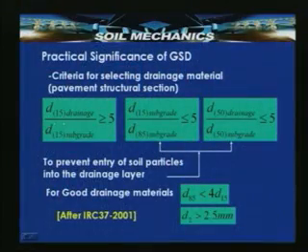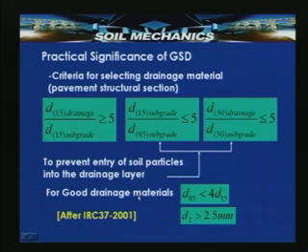So, to design the drainage material, it should be seen that the ratio of D15 of drainage material to D15 of subgrade should be greater than or equal to 5, and D15 of drainage material to D85 of subgrade should be less than or equal to 5. And one more criteria is D50 of drainage to D50 of subgrade shall be less than or equal to 5. So, these two criteria are basically selected or required to be fulfilled to prevent entry of soil particles into the drainage layer.